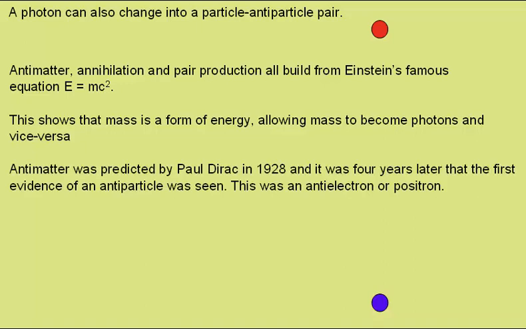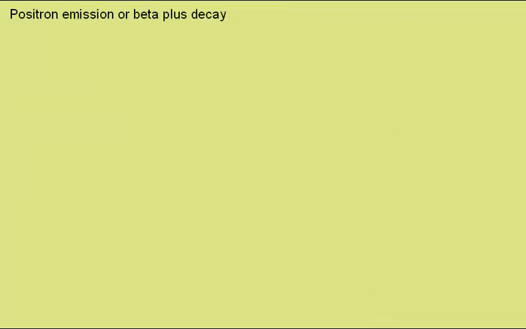Antimatter was predicted by Paul Dirac back in 1928. It was 4 years later that the first evidence of an antiparticle was seen, and this was an anti-electron, which became known as a positron. I'm just going to look now at positron emission, which can also be called beta plus decay.